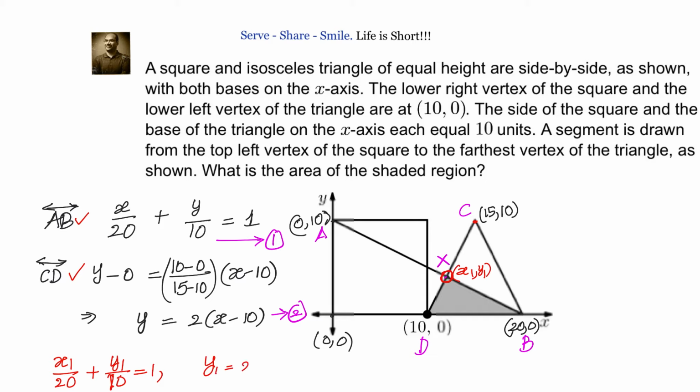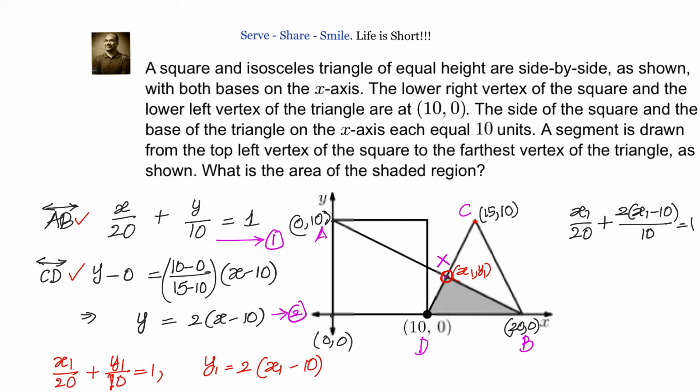y1 equals 2 into x1 minus 10. Now in place of y1, let us substitute 2 into x1 minus 10 and try to solve for the x1 and y1 values. So let us do it. We will write down x1 divided by 20 plus y1, which is 2 into x1 minus 10, divided by 10, equals 1. In place of y1, we have substituted 2 into x1 minus 10.